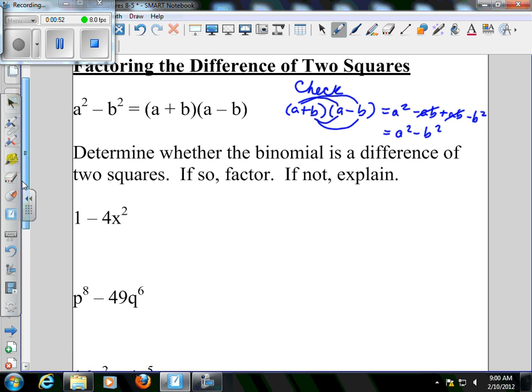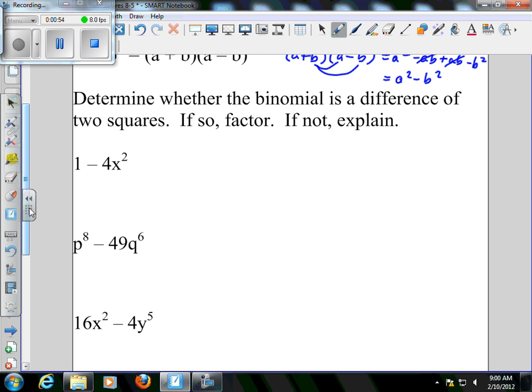Okay, so let's do this problem here. Determine whether the binomial is a difference of two squares. If so, factor. If not, explain why. So what we're going to do, let's set up parentheses. We'll see if this works, first of all. What do you have to square to get 1? Well, that would be 1. In other words, what's the square root of 1? So we'll put that in for our first factor.